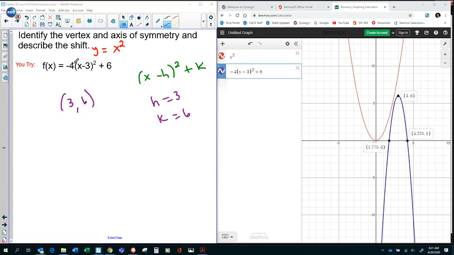Okay, because of the negative 4, it is skinnier from the parent graph, and it opens downward because of the negative a. Our vertex is 3, 6, because our h value is 3. In the formula x minus h, it's a minus 3, so we take that at face value, it's 3, and 6 right here. There we go. As long as there's a negative sign here, the h is positive. If it's a positive sign inside the parentheses, then the h is negative.